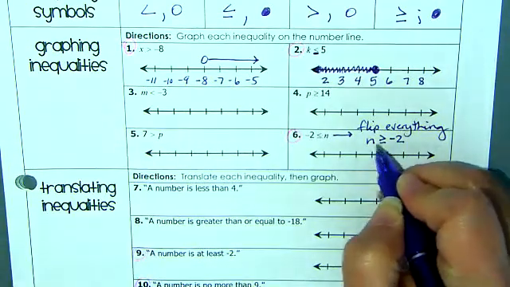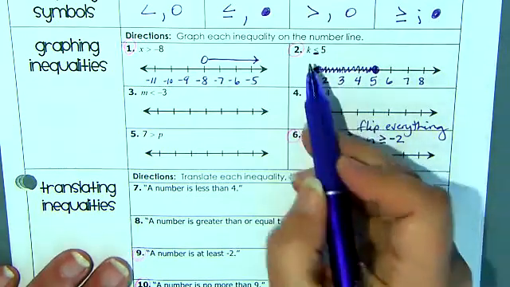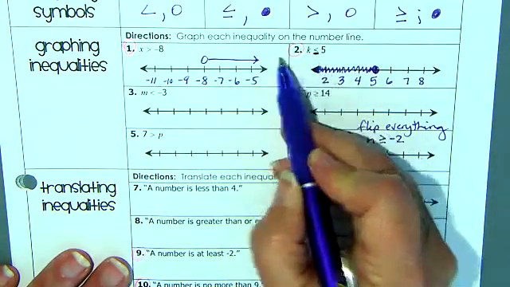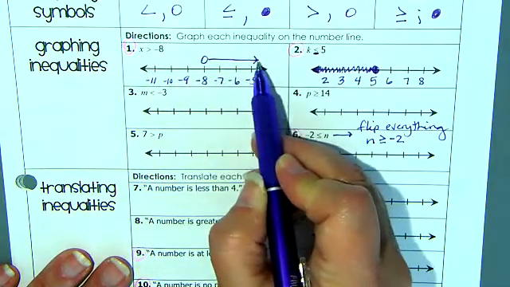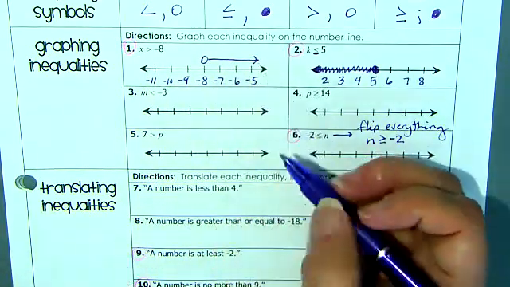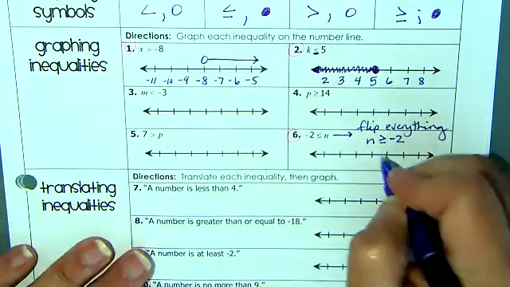I think it's much easier when the variable is on the left because if you notice, hey, this pointed to the left and I graphed to the left. This pointed to the right and I graphed to the right. That only works if the variable is on the left. All right, so here we go, we graph.